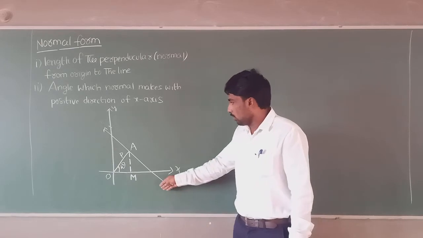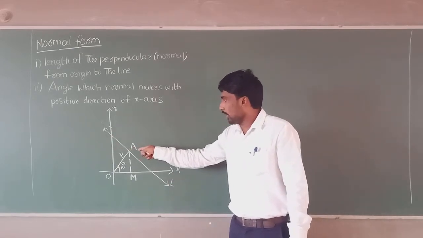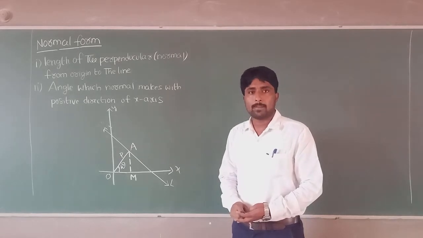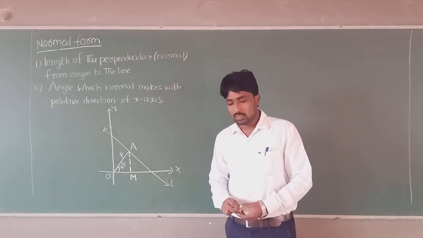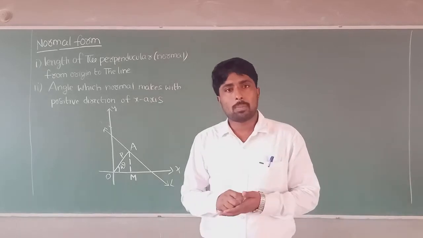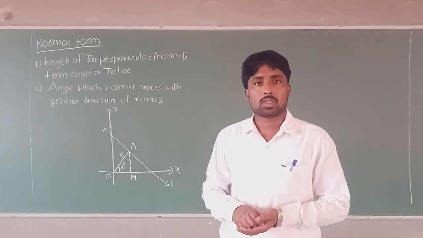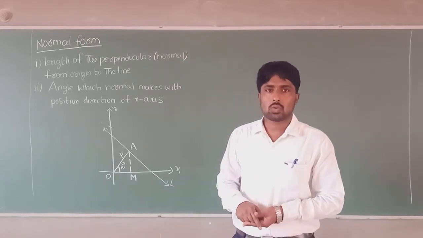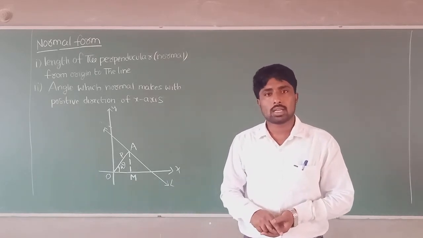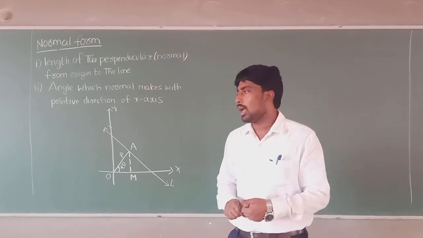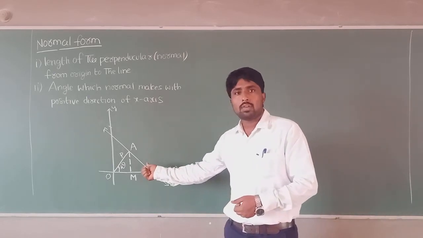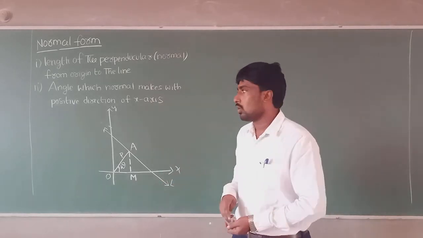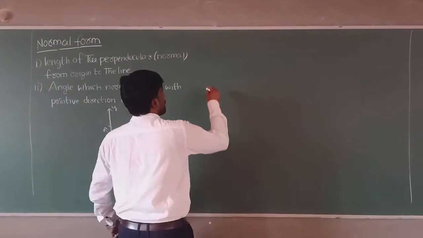Then if I know the slope and the coordinates of this point, I can apply the point-slope form of a straight line. What is the point-slope form of a straight line? If a line is passing through the point (x naught, y naught) with slope m, the equation of the line is y minus y naught equals m into x minus x naught. With that formula I can find the normal form of a straight line. Is it clear, everyone? Now, all of you note down the introduction part here.